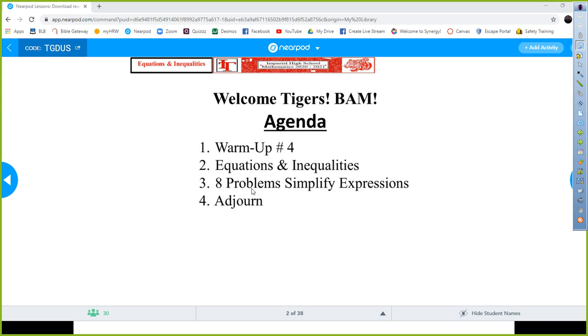Simplify expressions, that was a typo on my end. So just write 8 problems for the home plate for tonight, for the agenda. Alright, so warm-up number 4, here you go.